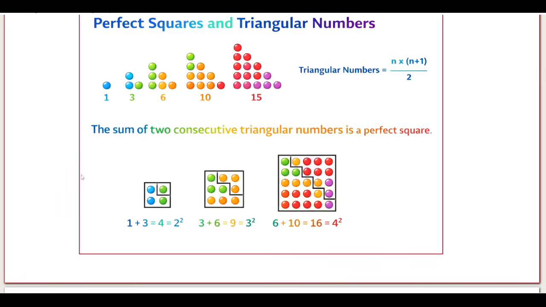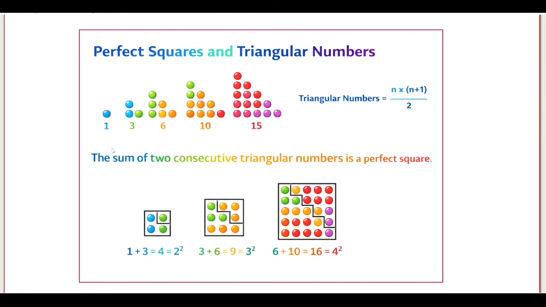The next one is perfect squares and triangular numbers. What is the connection between perfect squares and triangular numbers? For triangular numbers, you can just see the triangle formation here: 1 dot, 3 dots, 6 dots, 10 dots, 15 dots. How are we forming the triangular number? I have given the formula, that is n into n plus 1 by 2. If you apply the values in the formula, you will get a triangular number.